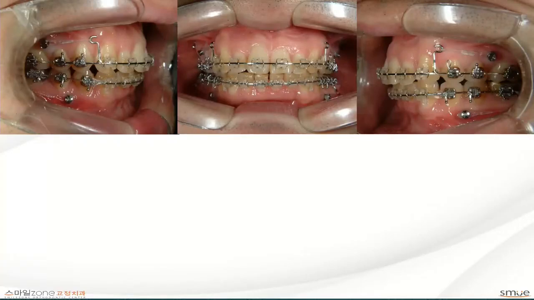So as you can see here, the bite is open to a very edge-to-edge state, but too much anterior protraction does not give stability. So I did just a little bit of full arch retraction of the upper at the end of the treatment.